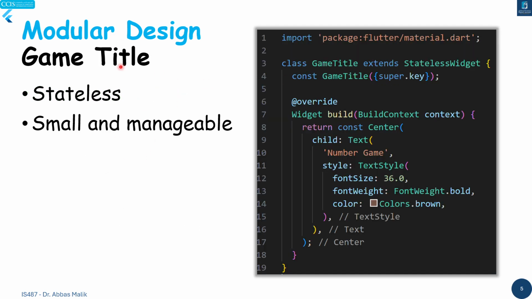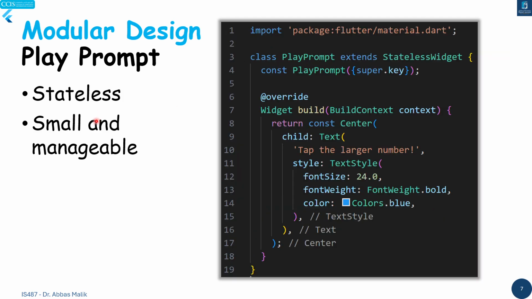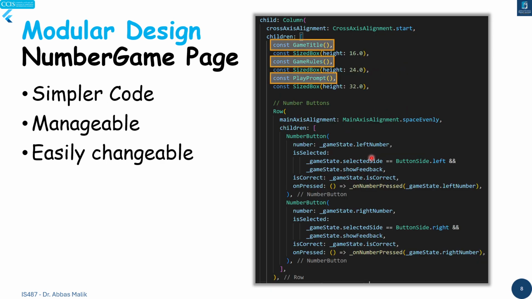Next we also design a separate class for the game title, and again if we want to use the same title in other pages of the application, we can use it rather than rewriting that code again. Likewise, for the game rules, we create a separate widget. We also create a separate widget for the prompt, let's play game, tap on the larger button, and the number that has been written here. And then it simplifies our code inside our main page.